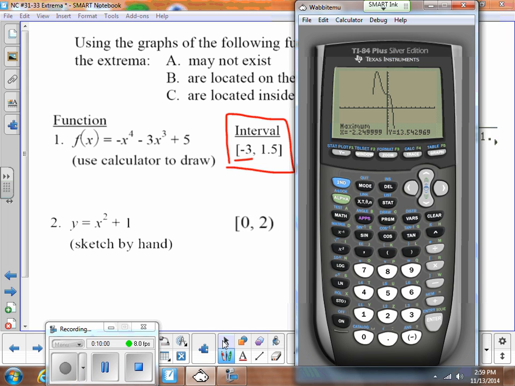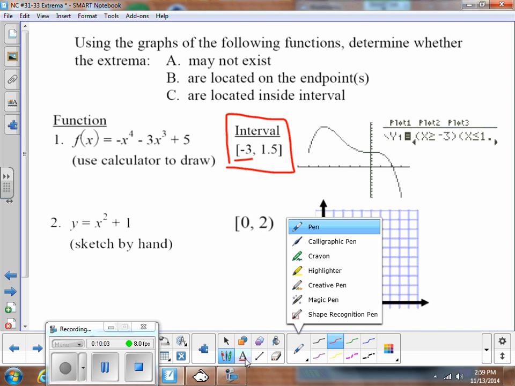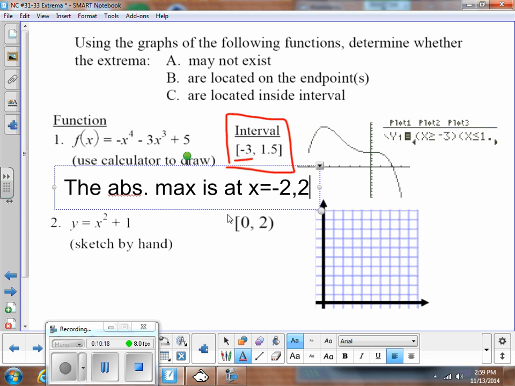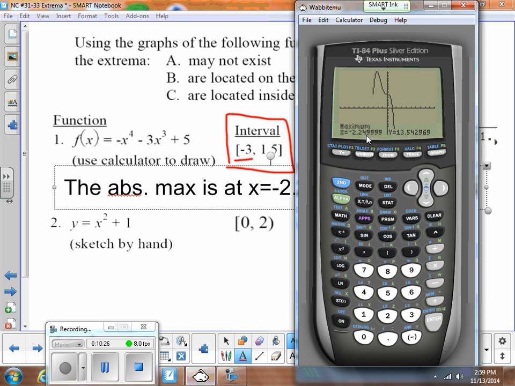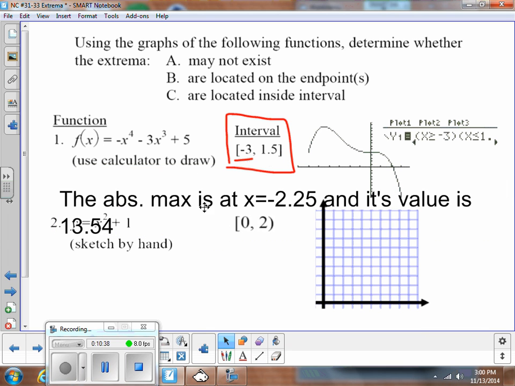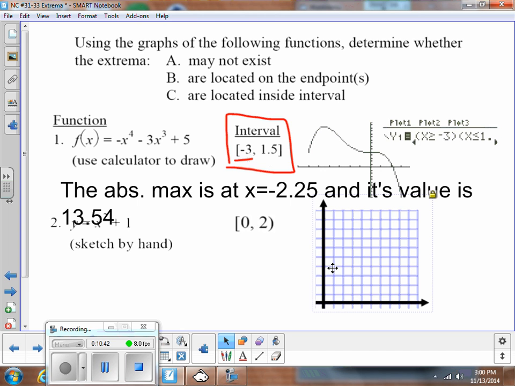So if I write that out, this is how I would state it. I would say the absolute max is at x equals negative 2.25, and its value is 13.54. So negative 2.25 is where it occurs, and its value is 13.54. Where it occurs is the x, its value is the y.